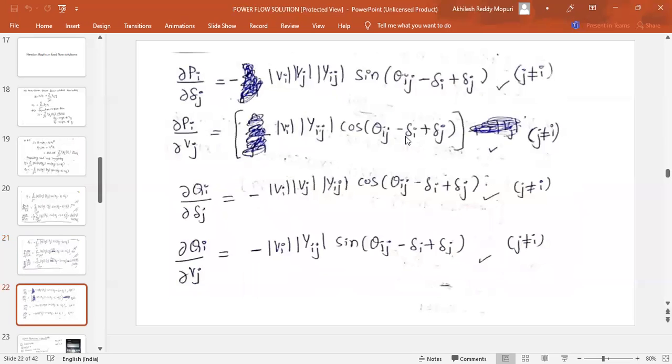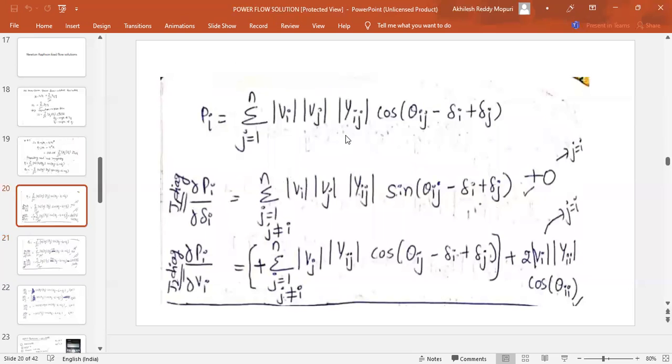Now let us differentiate this pi with respect to del j. Before, we saw pi with del I, pi with Vi, Qi with del I, Qi with Vi. Now we will see pi with del j. You will understand why I am differentiating all these once you go to the Jacobian matrix. When we are differentiating pi with respect to del j, since we had del j here, what we will get? See here also, when j is equal to I, actually you see carefully.